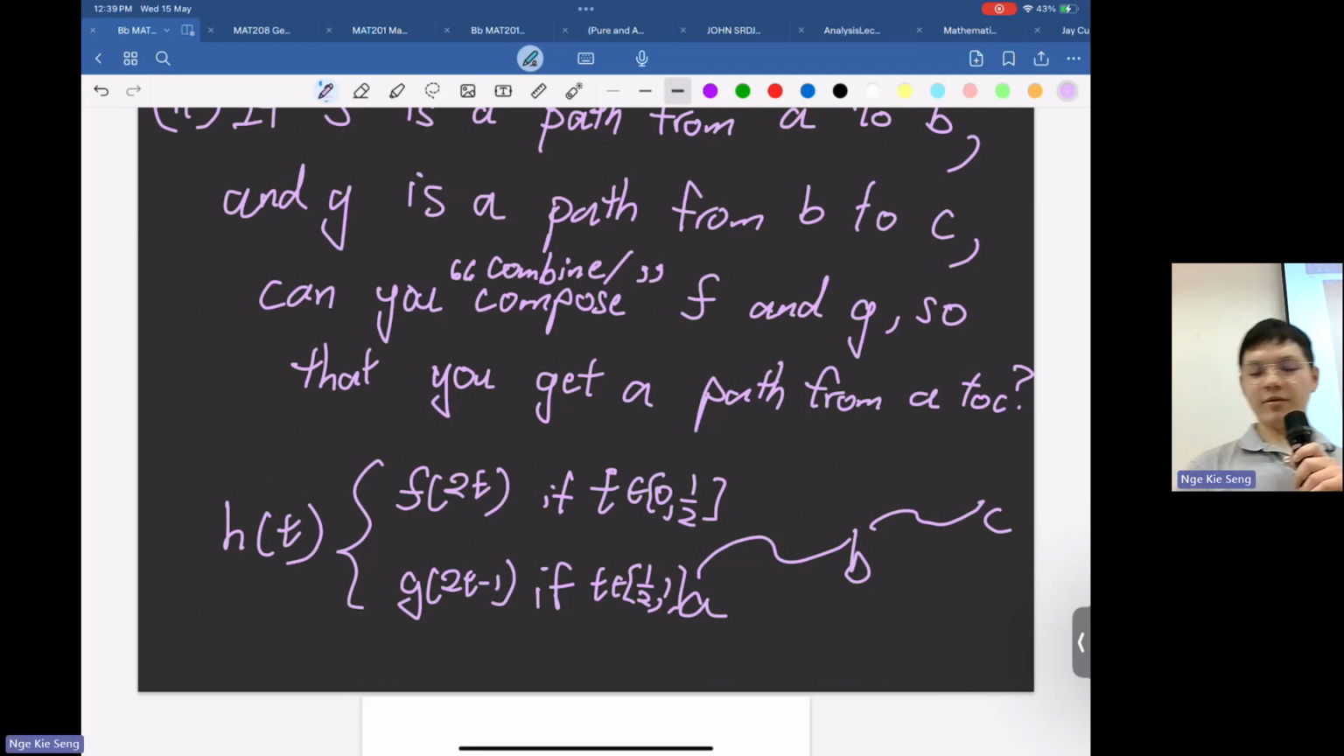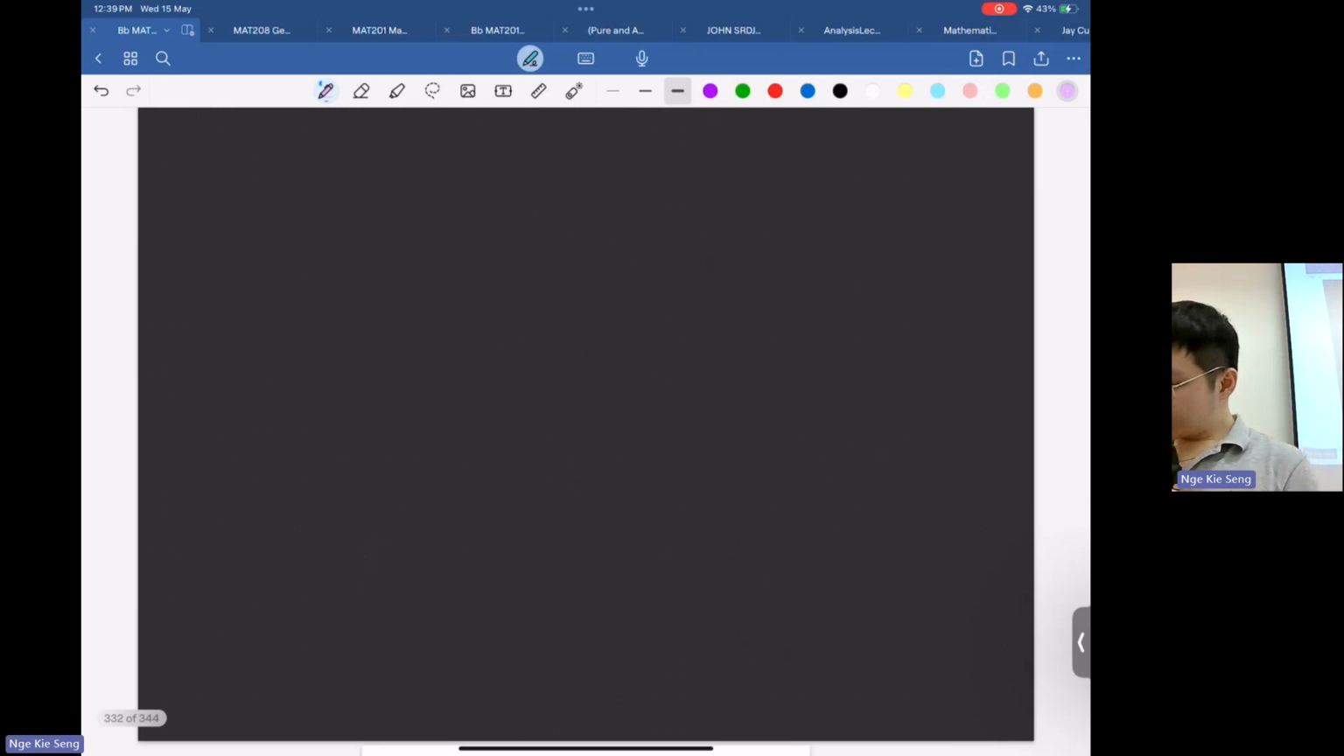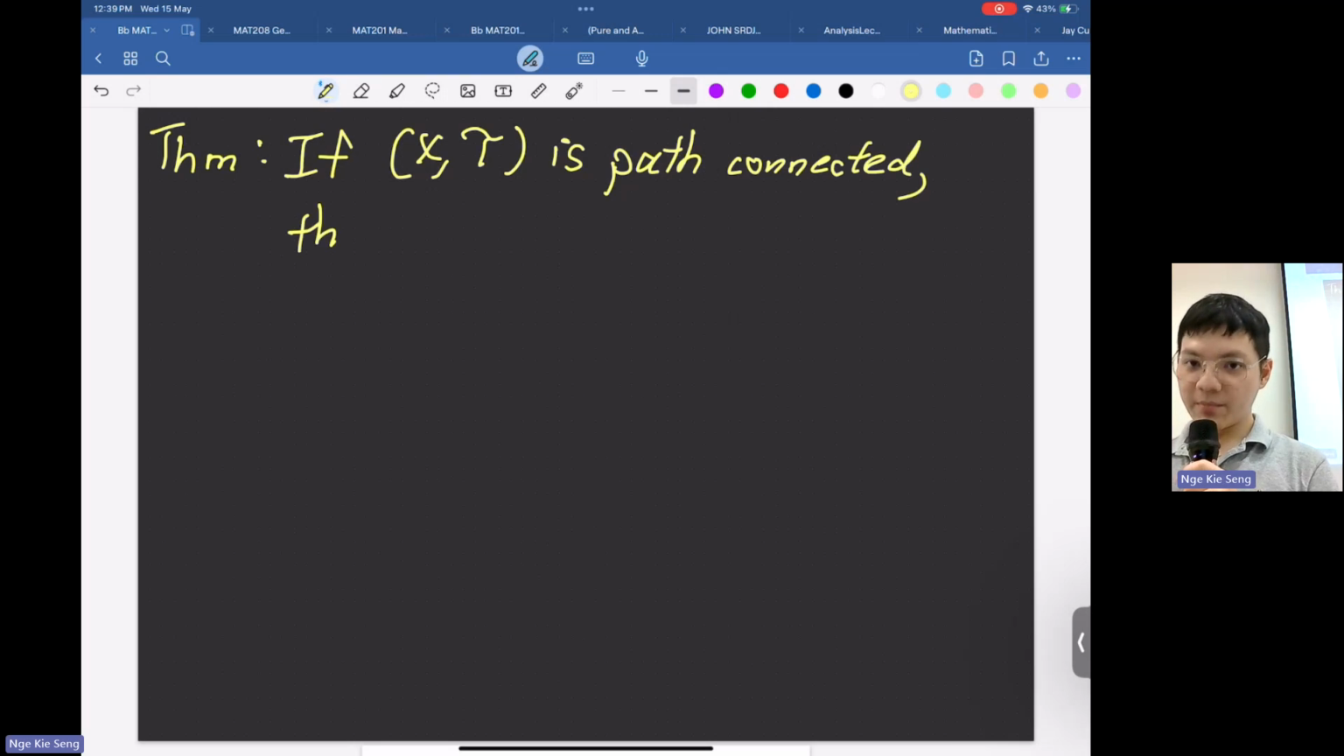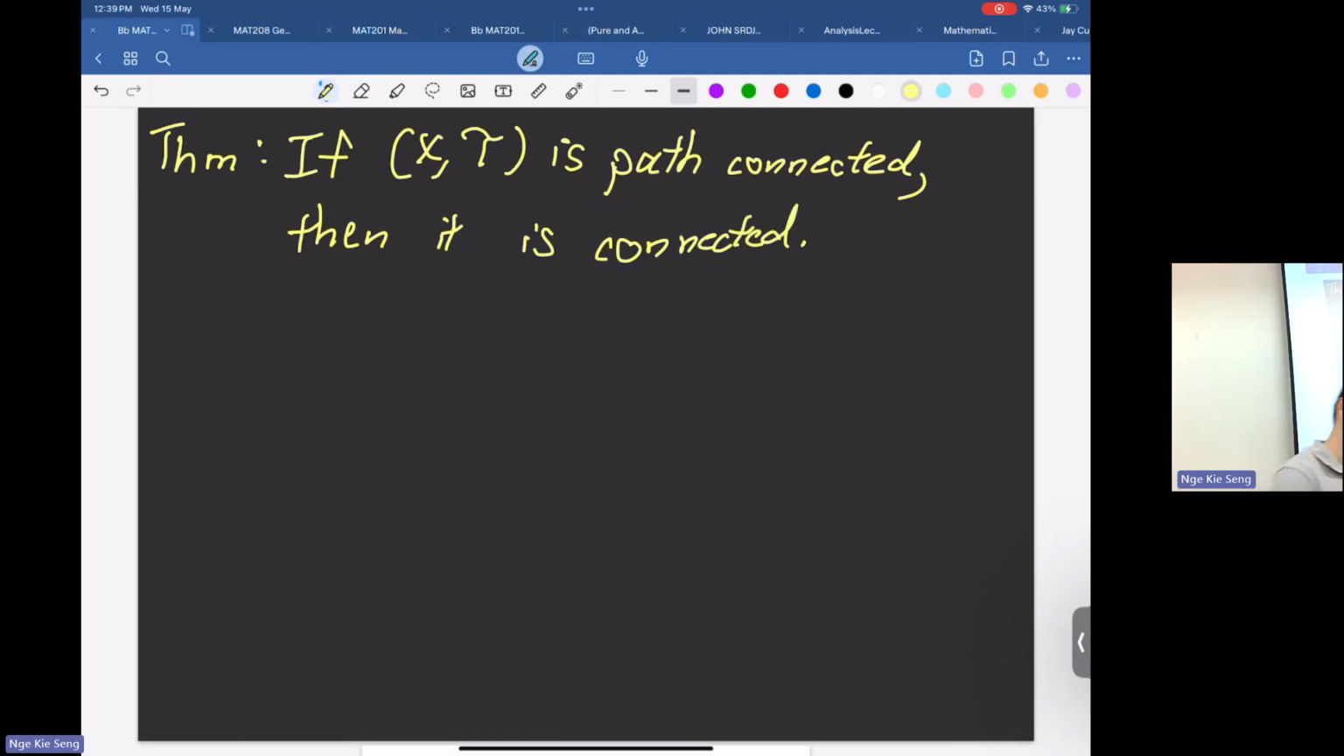But I think not quite useful in this course because we just want to check whether one topological space is connected. Okay, let's continue. So how does path connectedness relate to connectedness? If a topological space is path connected, then it is connected, but not the other way around. Later we'll see an example that something is connected but not path connected.